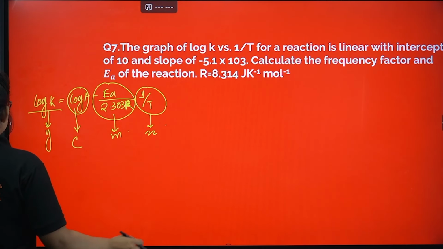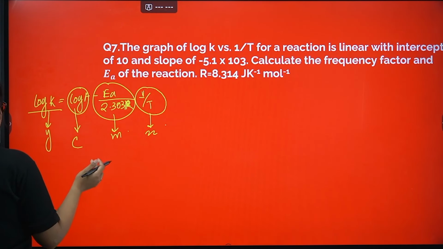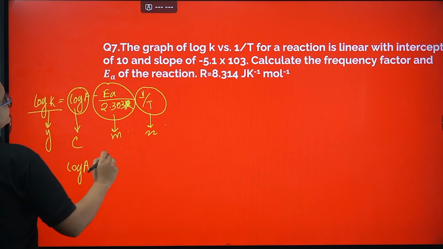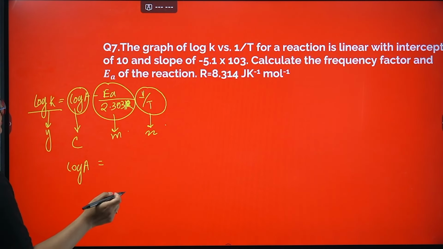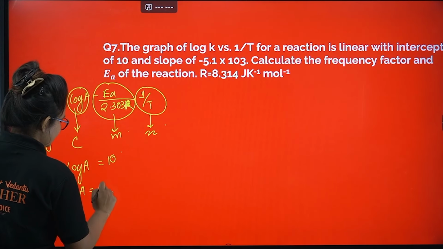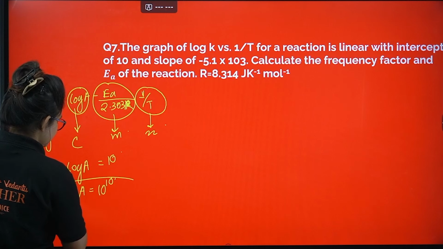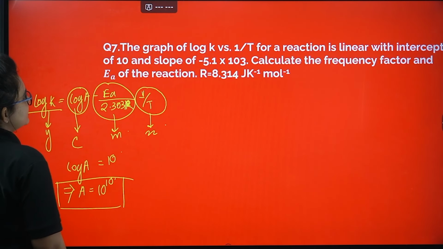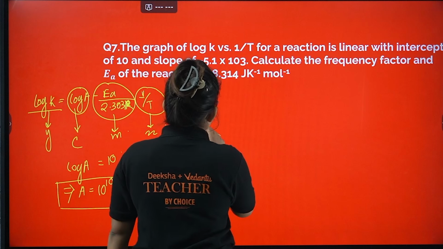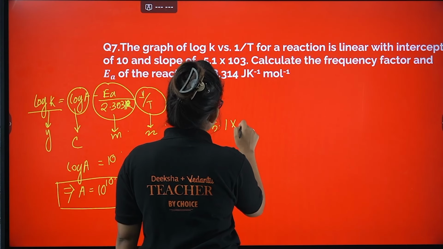With respect to this, from the intercept you are getting log A. So log A value is 10, so A value comes up to be 10 power 10. That's it. Another one you can see is slope. Slope is given, so from the slope also we can calculate the energy of activation. So slope is given as minus 5.1 into 10 cube.